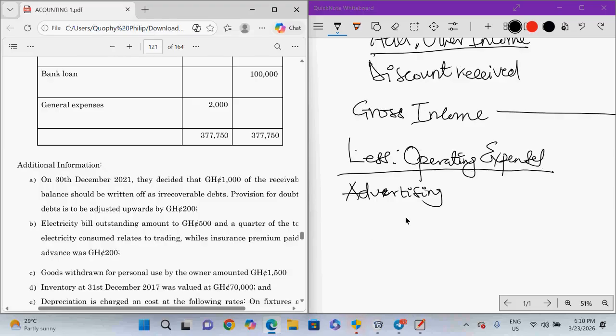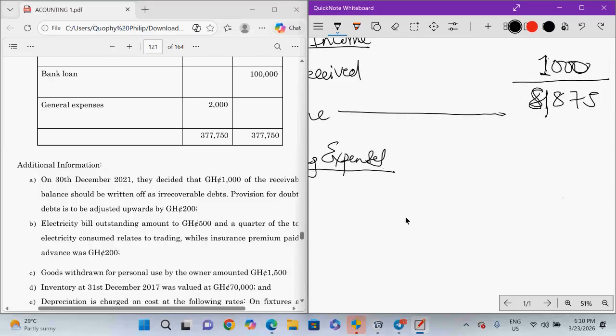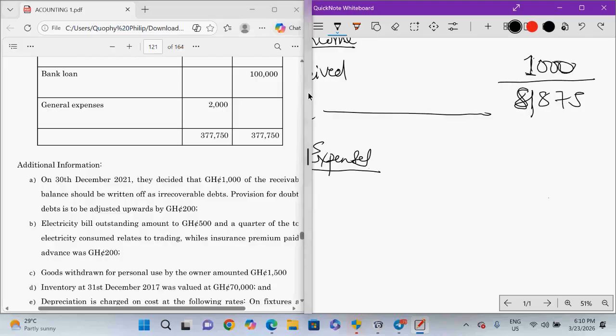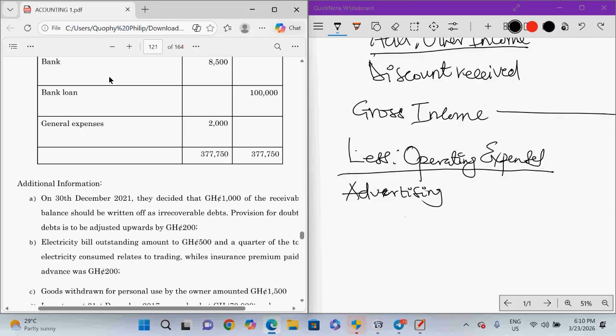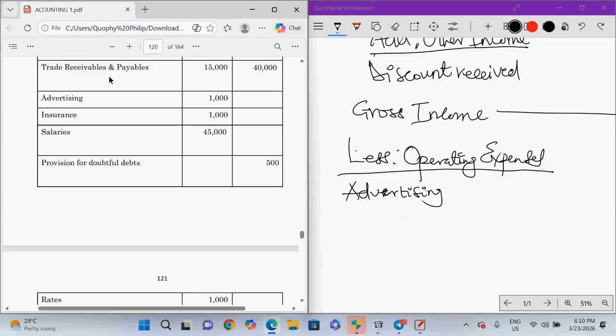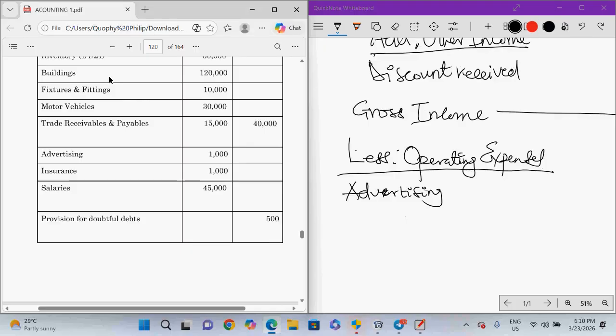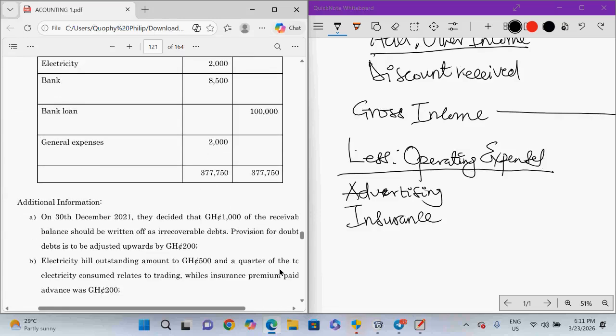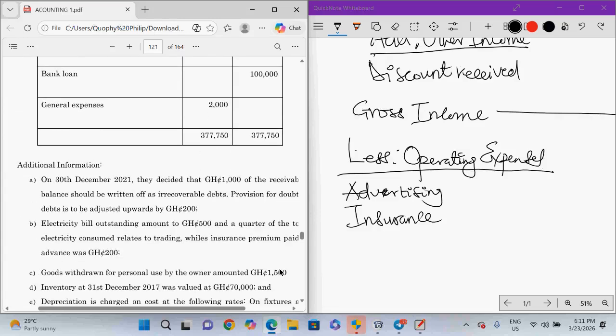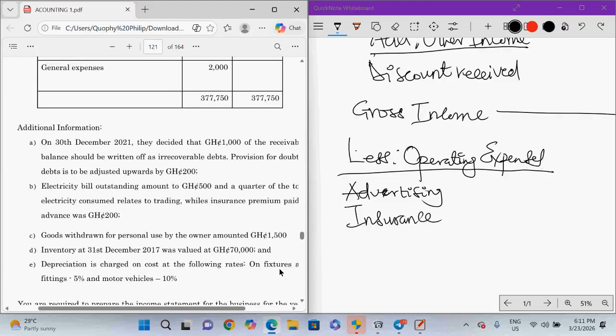No. So what is the advertisement figure from the trial balance, if there is no information on that? 1,000. Let's continue. What else? Let's go to our table. The next thing is insurance. In order. So insurance is 1,000. Any additional information on insurance?